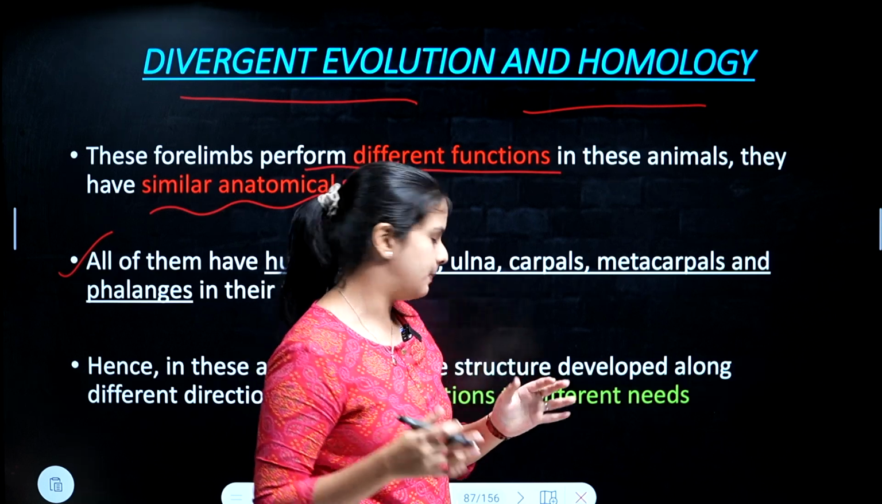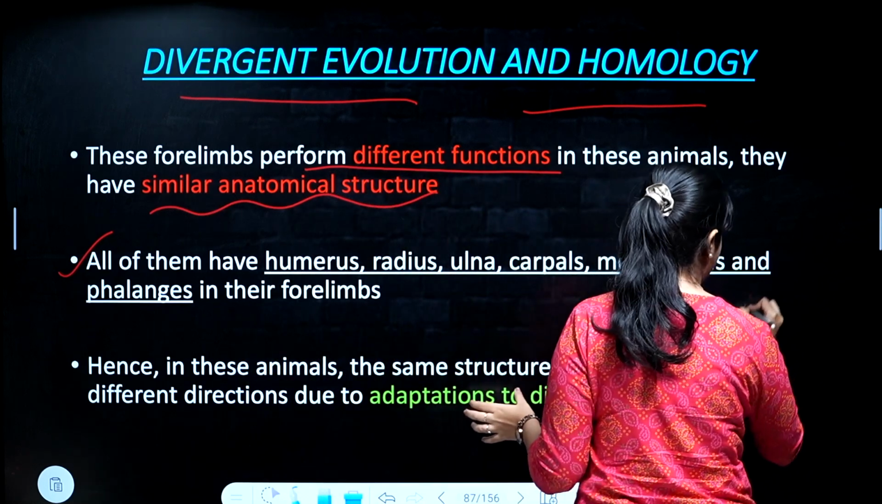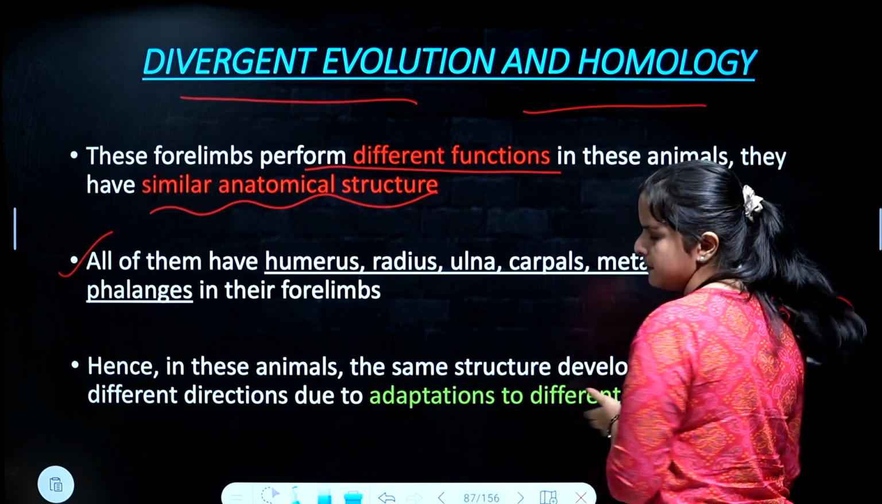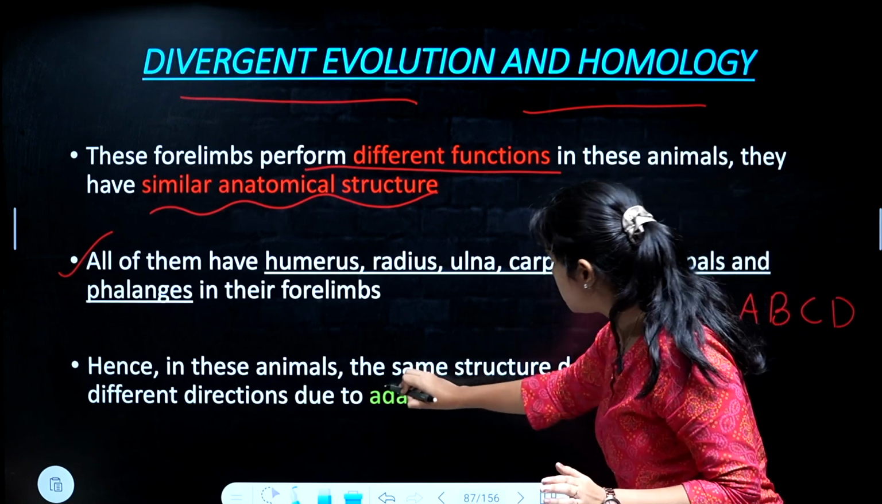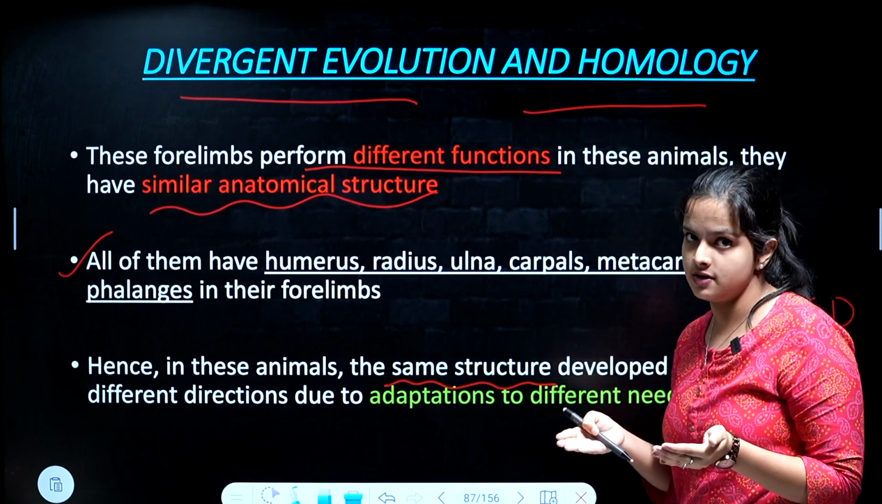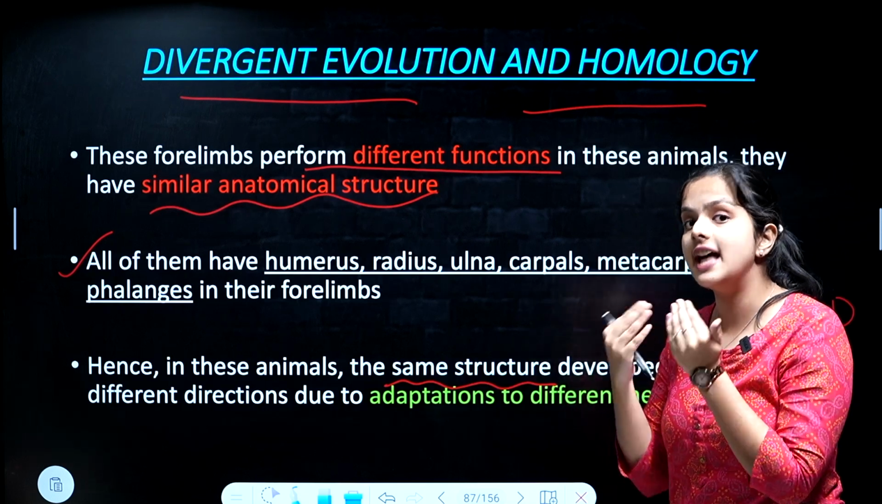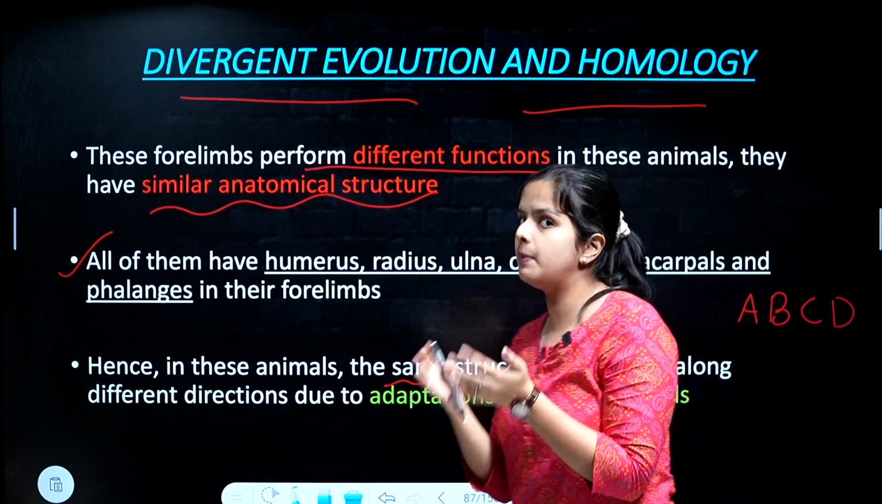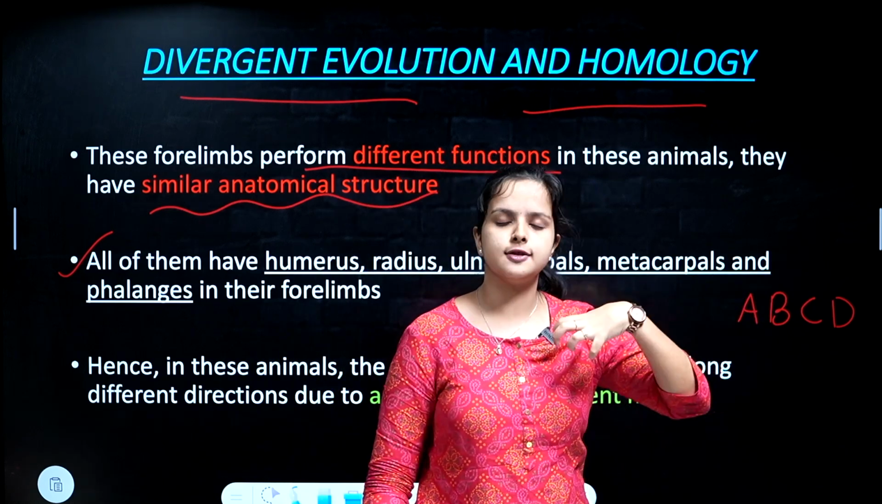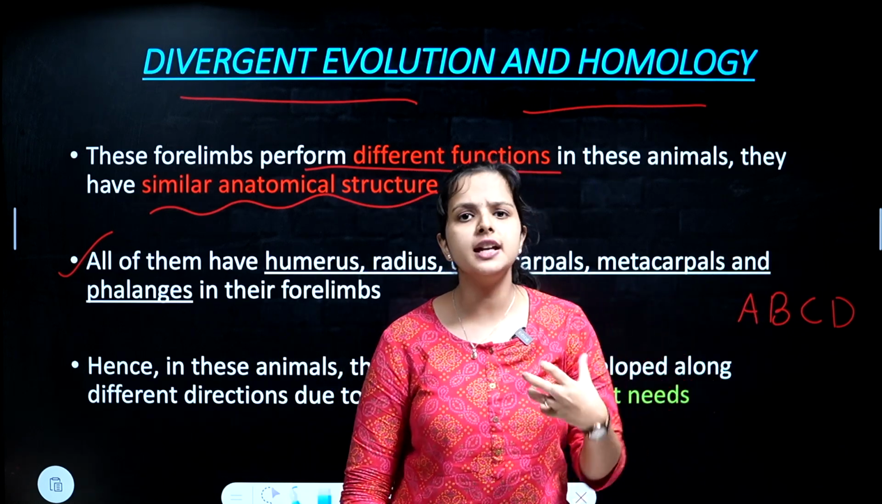So that's how it developed. Let me tell you. See, if I'm drawing A, B, C and D, we have four organisms with the same structure. The structure is actually the same, but it developed along different directions because of the difference in the adaptation we have to live in, the habitat that we are living in. In the case of cheetah, human, whale, and bat, we are living in different situations.